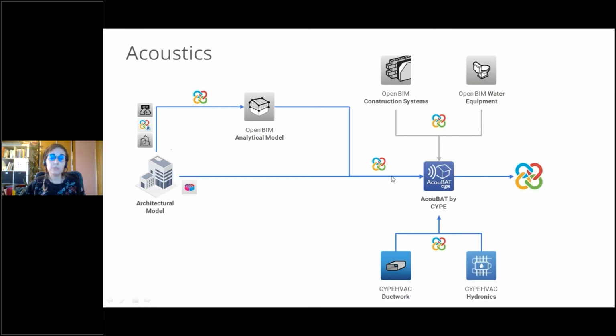The analytical model that this application receives, and also this program can read information from other programs of ours. For example, HVAC programs for the calculation of ducts, HVAC hydraulic calculation of the pipes between fan coils and other generators. And also, we can read the constructed systems, the labels of the different construction elements, and the water equipment from OpenBIM Water Equipment. And well, once we have finished the analysis, we can export the results to BIMserver.center, the platform.